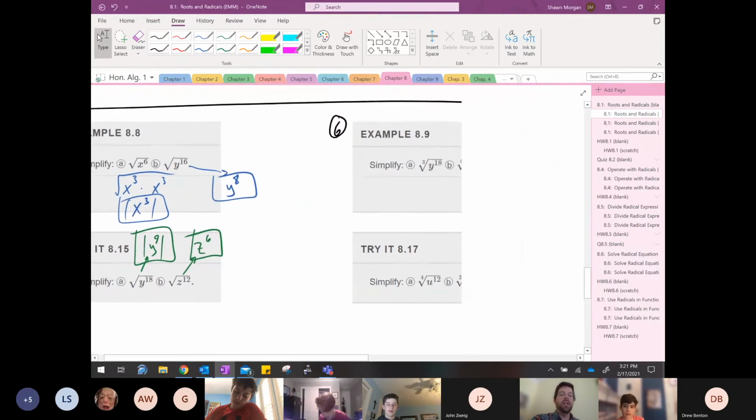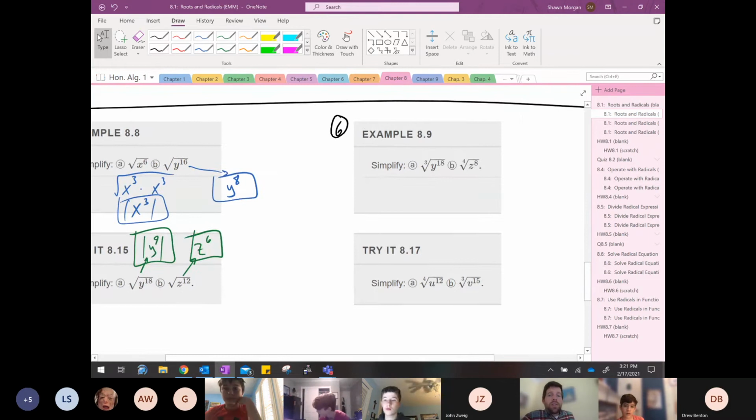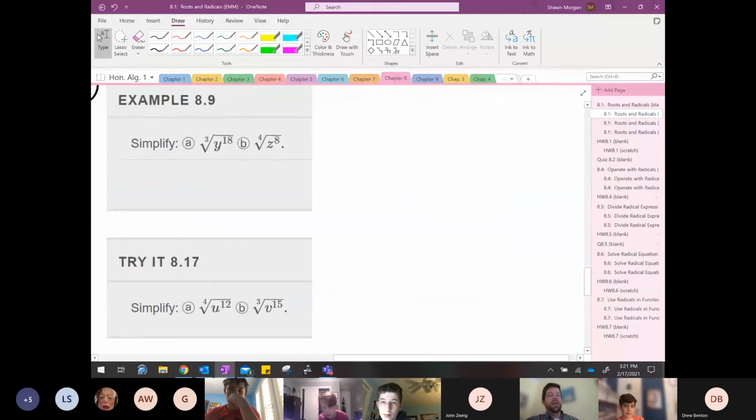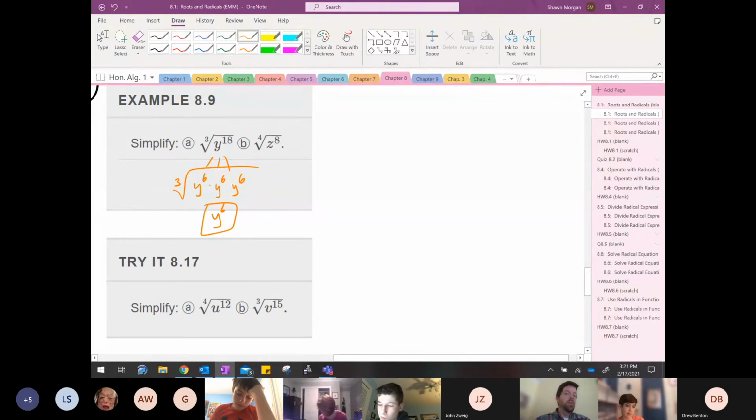All right, now let's scroll over to the right side and talk about roots of higher indices. You might notice that we've been dealing with square roots a lot. Let's talk about some higher roots. In this case, y to the 18th, I'm not going to split that up as y to the 9th and y to the 9th, because it's a cube root. So I'm going to split this up 3 ways: y to the 6th, y to the 6th, y to the 6th. Since it's the cube root, I'm happy leaving it as y to the 6th. What's y to the 6th cubed? It'd be y to the 18th.